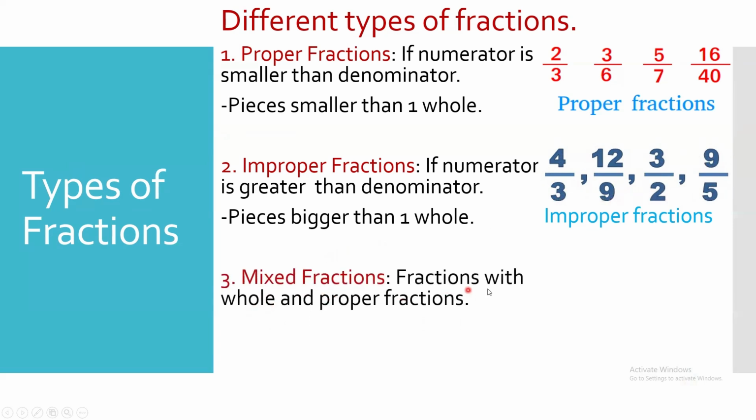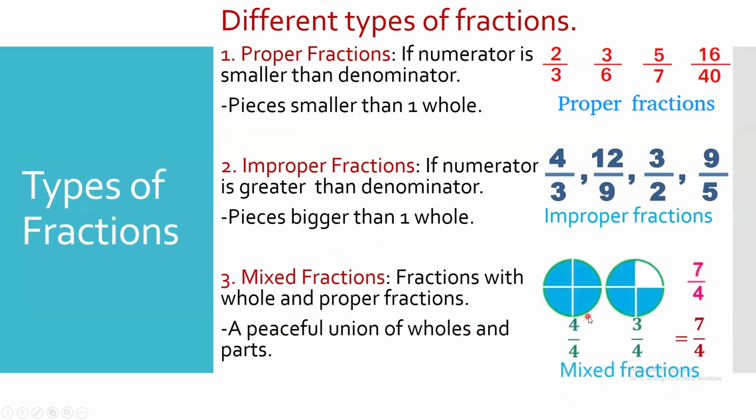Now, the third type, mixed fractions: fractions with a whole and a proper fraction. There'll be two parts, a union of wholes and parts. You see how the mixed fraction looks here: this is 4 out of 4, 3 out of 4, together it is 7 out of 4. You see 7 parts, and this is 7 by 4.